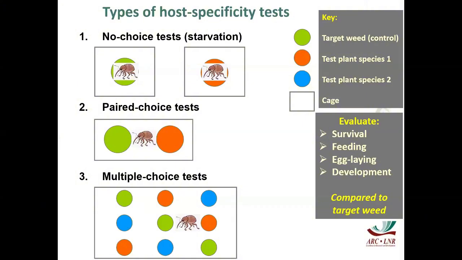The types of host specificity tests that we undertake start with no-choice tests. Those are very conservative tests where we put a set of insects into each cage, and they would have to survive or die on those plants. So it's really conservative. We're forcing them, and we evaluate their survival, their egg laying, their feeding, and what happens to them during a period of time. That period could be a week, maybe 2 weeks, maybe longer, but generally those sorts of time frames.